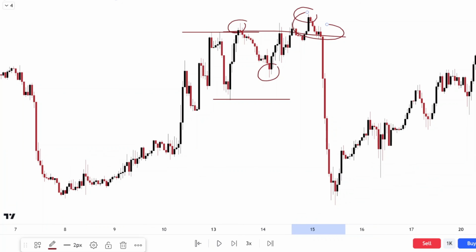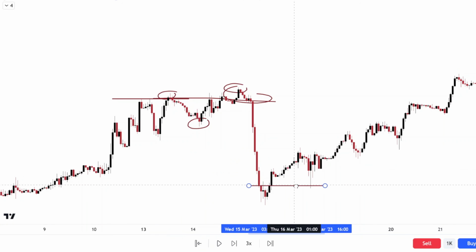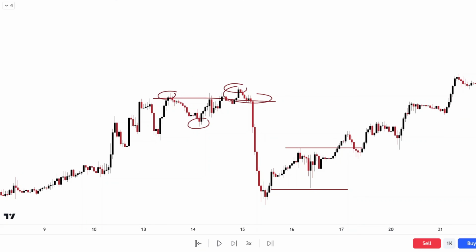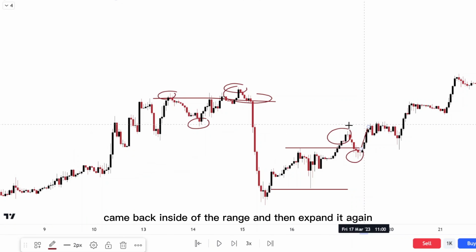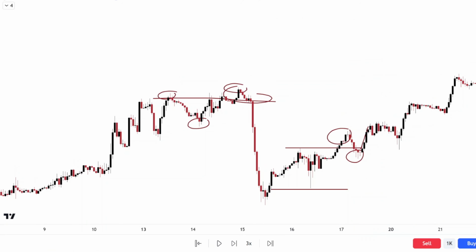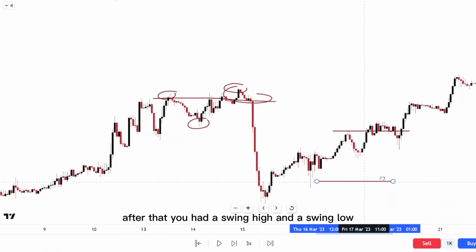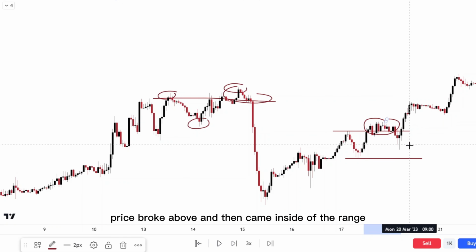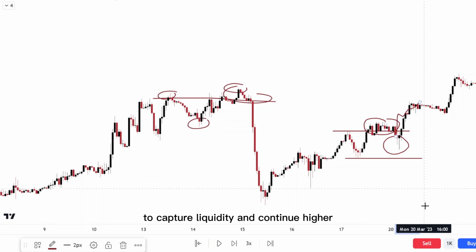Later it finished above the high. Here you had price break structure, came back inside of the range, and then expanded again. After that, you had a swing high and a swing low. Price broke above and then came inside of the range to capture liquidity and continue higher.